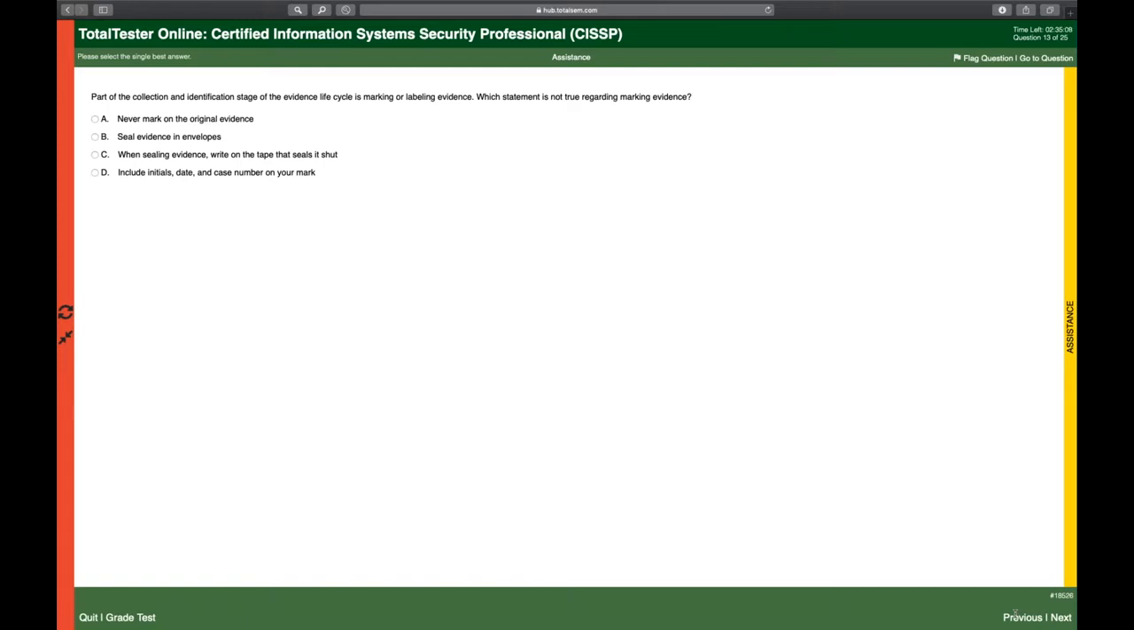Yeah, I would assume they're saying it's a range of evidence, right? So when they're saying seal evidence in envelopes, they may mean something that can actually go into an envelope. Could be just some papers, right? Oh, yeah, I see your point now. Because they're specifically telling you what the evidence is, right? In digital forensics, they have those anti-static bags for the electronics. So that could be false right there, seal evidence in envelopes.